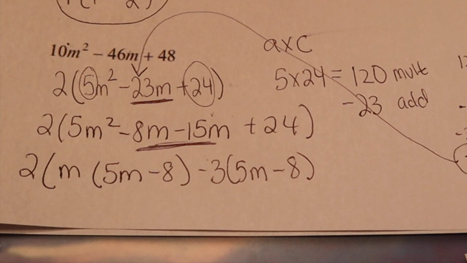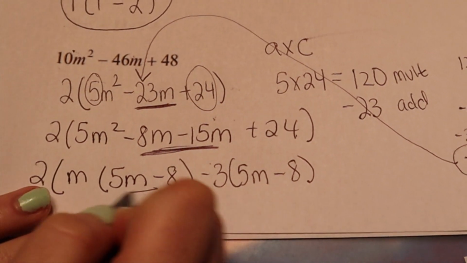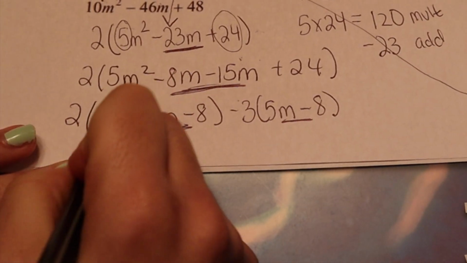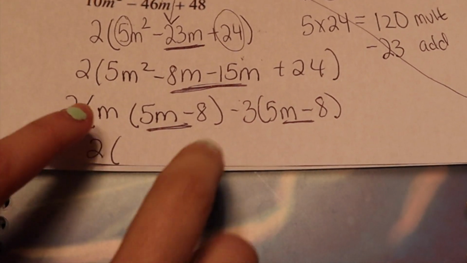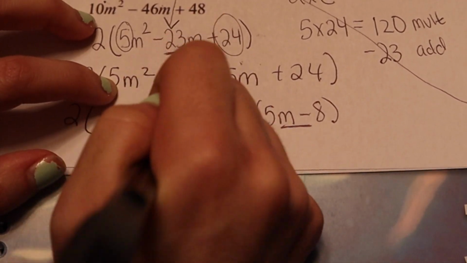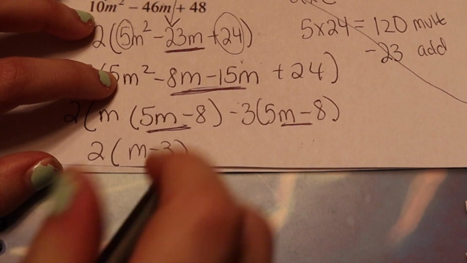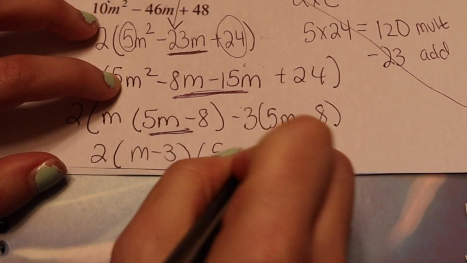Remember I said whenever you go about the A times C process, this should be repeated. So I still have this 2 out in front. I have an m minus 3 left. And I have a common factor of 5m minus 8.